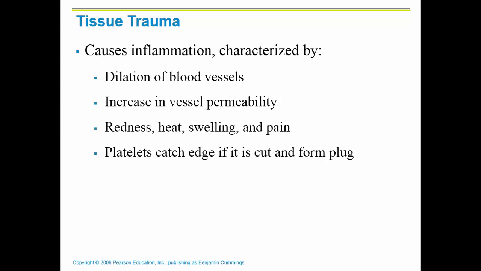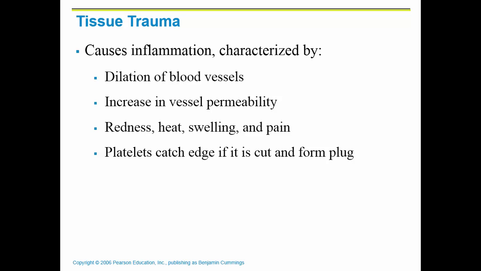Chapter 4 is what happens when you damage tissue. Most tissue has a good blood supply to it, so almost always if you are going to damage a tissue, you are going to also damage a blood vessel that is bringing nutrients to it. So whenever there is tissue trauma, there's going to be inflammation of that area.